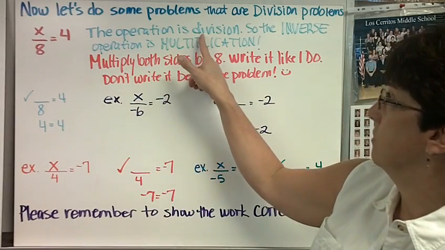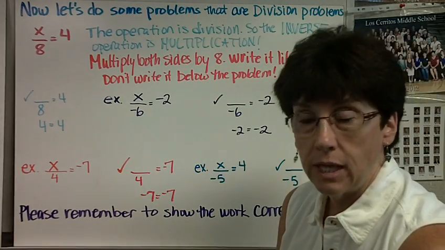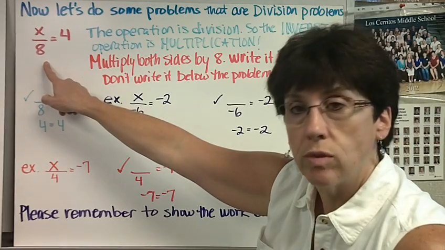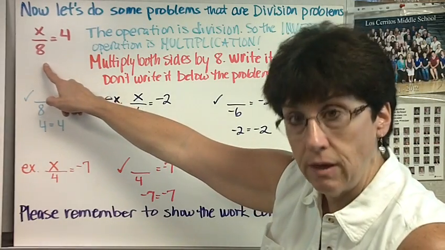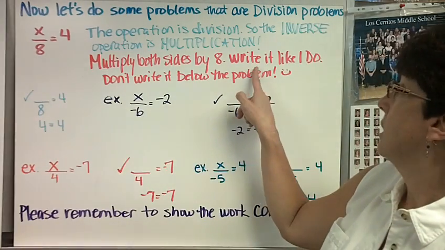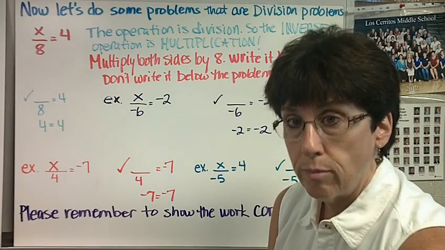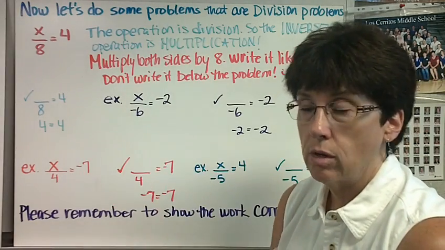The operation is division, so the inverse operation is multiplication. Multiply both sides by 8, because what we are doing to the variable is dividing it by 8. And we want to do the inverse, the opposite. But please write it like I do. I don't want to see you writing this below the problem, okay? I don't want a little x8 floating around somewhere.